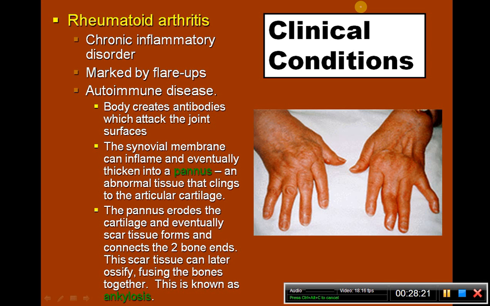And pannus, that word there, is just basically scar tissue that's accumulating in the joint. So they don't line up very well anymore. It's hard to bend the joints. This is immune system attacking the joints.